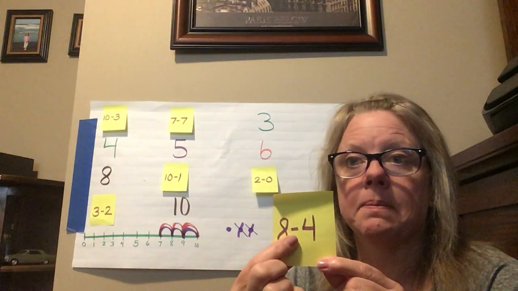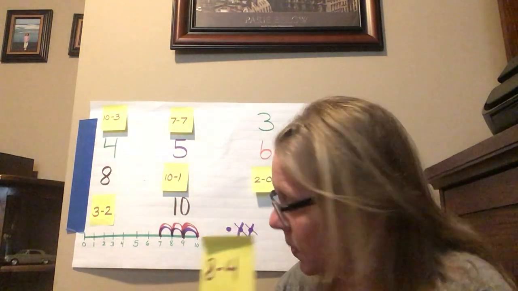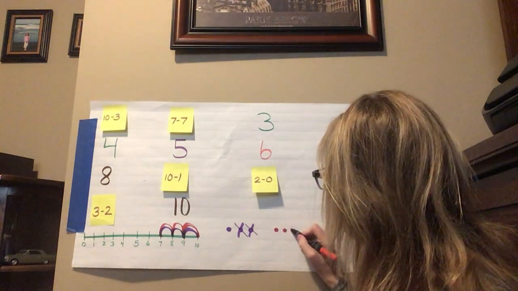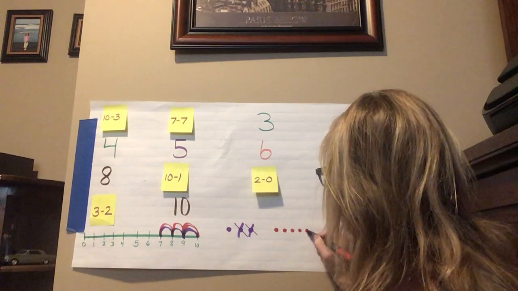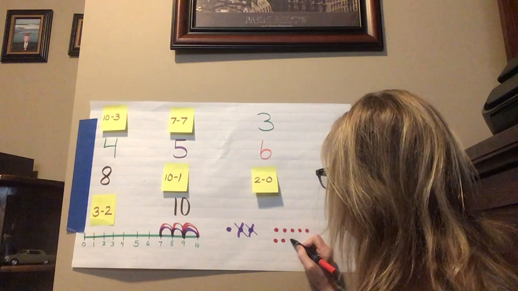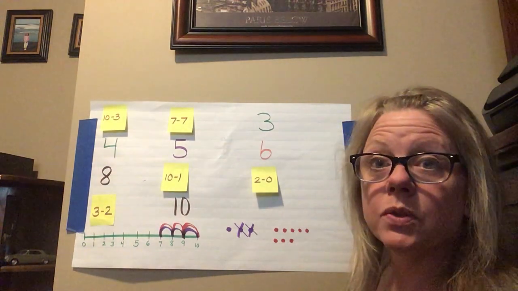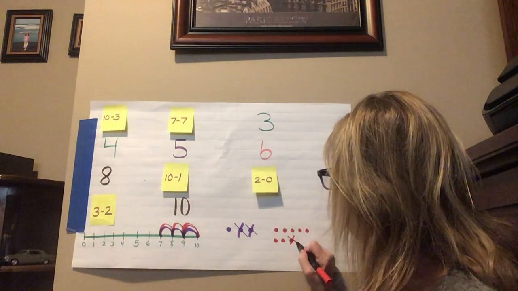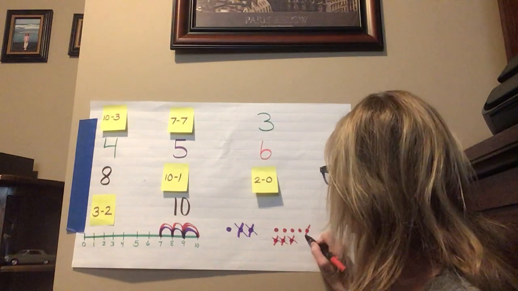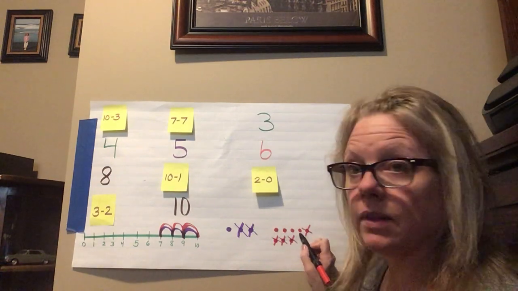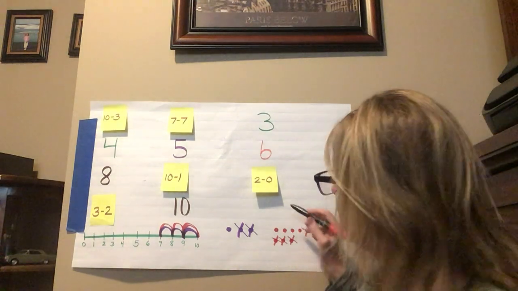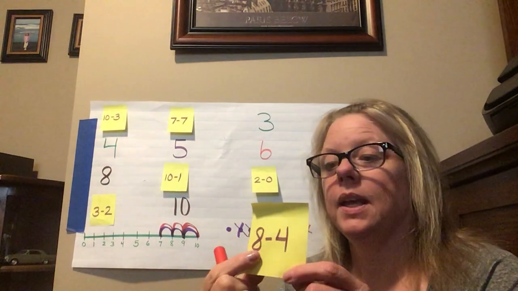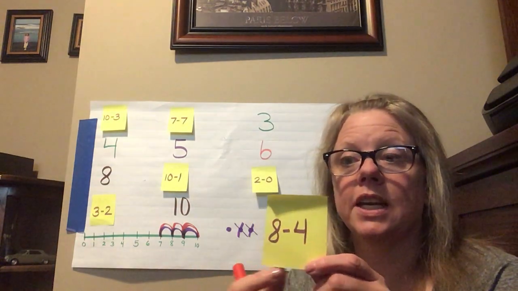8 minus 4. For this one, let's use the strategy of drawing dots. 1, 2, 3, 4, 5, 6, 7, 8. And now I'm going to cross off 4. 1, 2, 3, 4. How many are left? 4. And we can check our work by counting. 1, 2, 3, 4. 8 minus 4 equals 4.